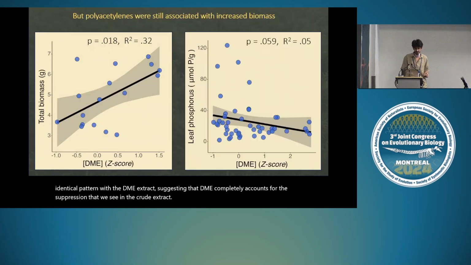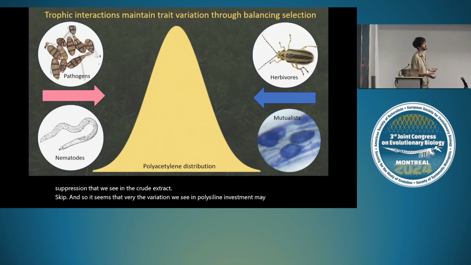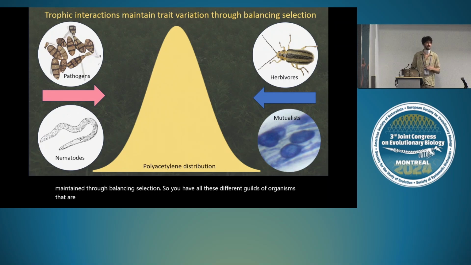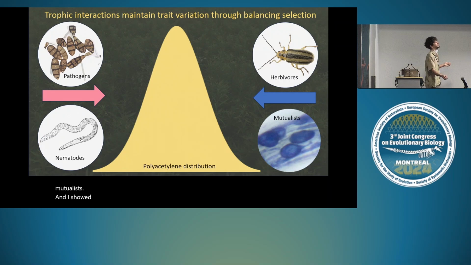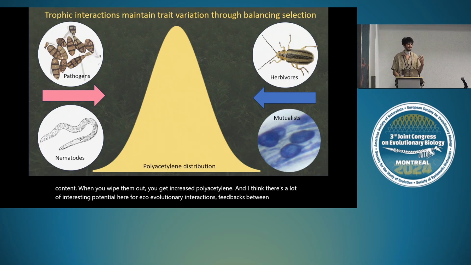So it seems that the variation we see in polyacetylene investment may be maintained through balancing selection. You have all these different guilds of organisms that are interacting with goldenrod. We have herbivores, we have pathogens, we have mutualists, and I showed you that the herbivores are definitely driving selection on polyacetylene content. When you wipe them out, you get increased polyacetylenes. And I think there's a lot of interesting potential here for eco-evolutionary interactions, feedbacks between these different guilds.